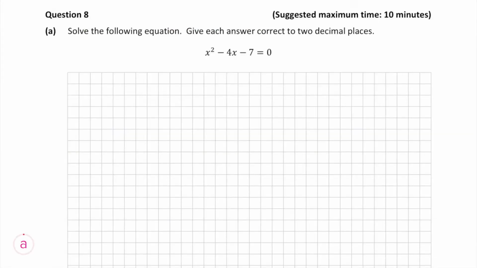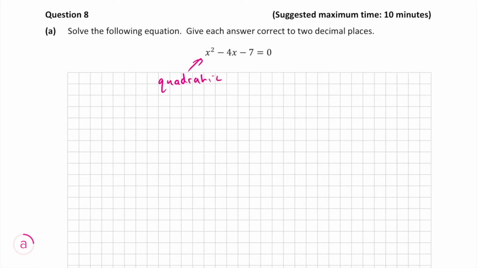Question which is about algebra and is worth 25 marks. In part A we have to solve this equation, giving our answers correct to 2 decimal places. Our first observation is that this is a quadratic equation, seeing as we have an x squared and an x term and then a term on its own.